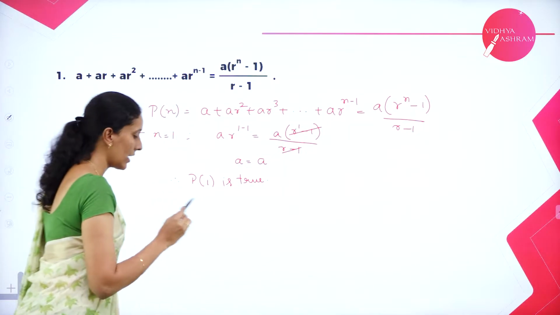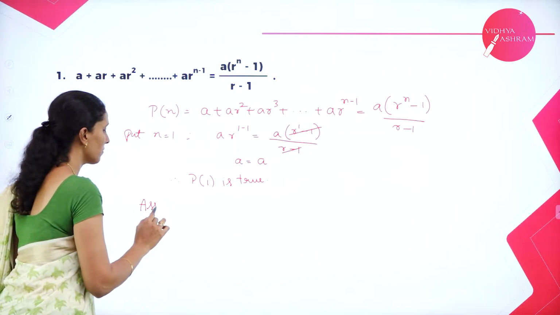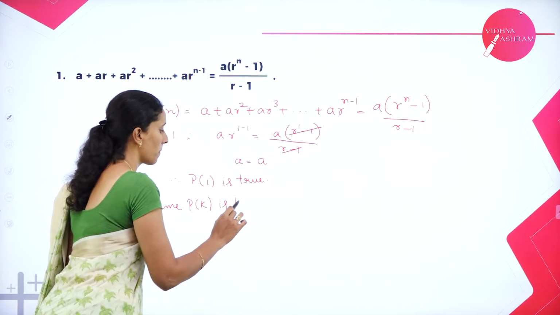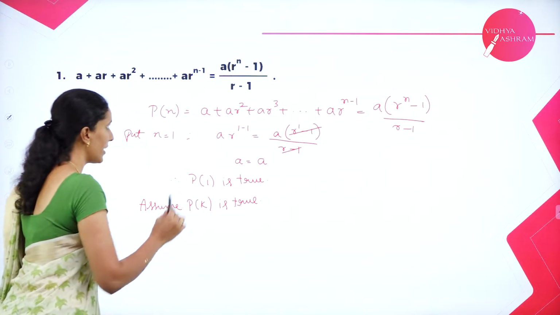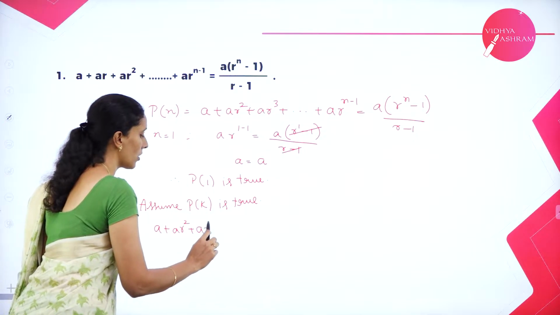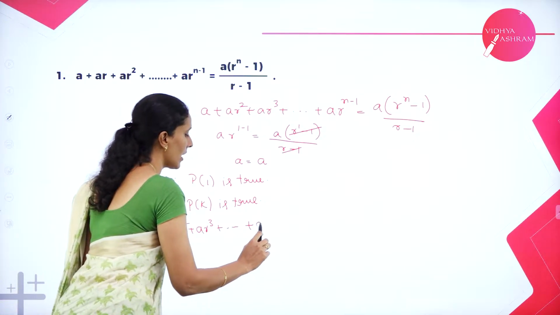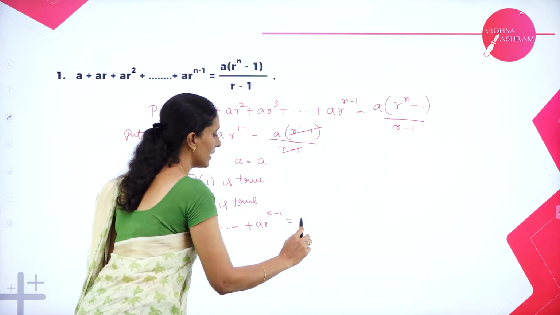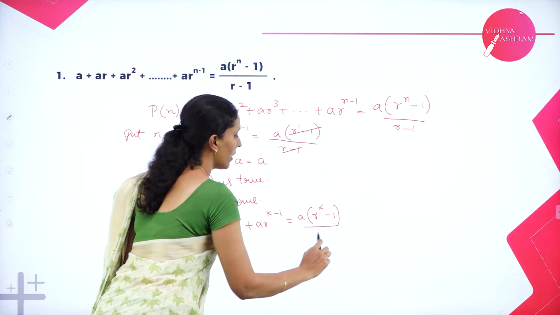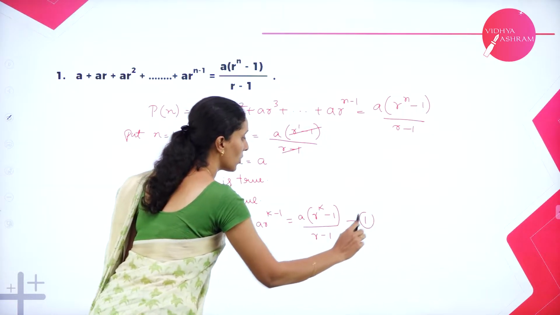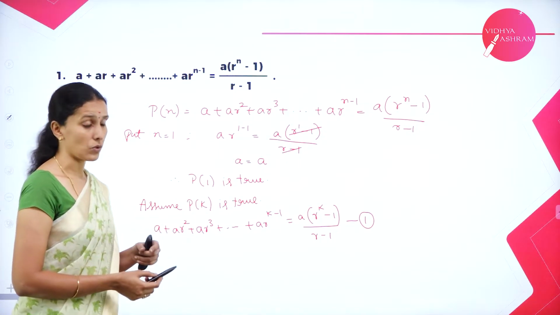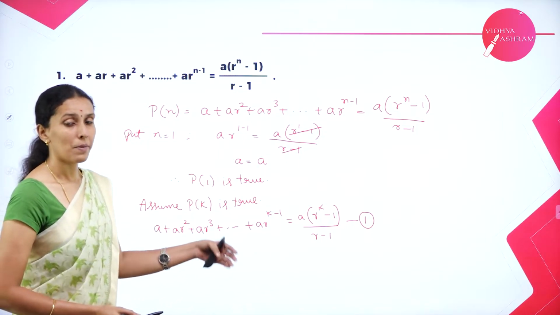So what is the next thing? Assume p of k is true. So if you assume p of k is true, then the statement a plus ar plus ar square plus etc. ar to the power k minus 1 is equal to a into (r^k minus 1) divided by (r minus 1). Let's take this as equation 1. Now we have to prove the result for k plus 1 values. So let us prove the result for the k plus 1 value.